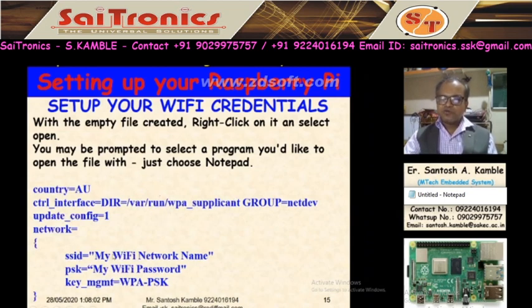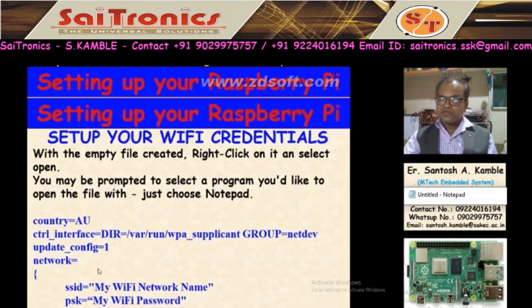In this code, you have to change only this: my Wi-Fi network name and my Wi-Fi password. Here you have to write down your Wi-Fi name. If I am using a mobile hotspot, I can write SK and I can write the password. So you have to write down only this code. You have to copy these contents into that text file. So it looks like this.